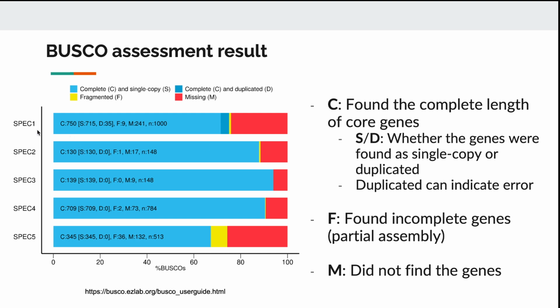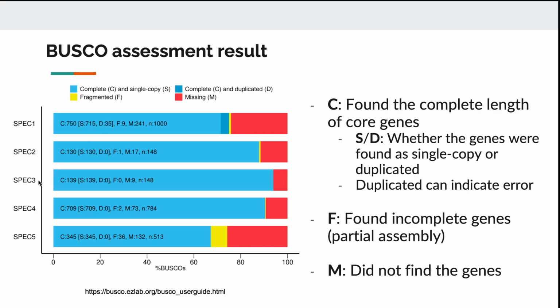So let's say for sample 1, we found 750 genes in a complete structure, only 9 fragmented, and missing 200 of them. So this doesn't sound so good. We are missing a quarter of core genes that should be found. And among completed genes, most of them are single copy as expected. But still, we have like 5% of them that's duplicated. So we might need to inspect our data a little bit more.